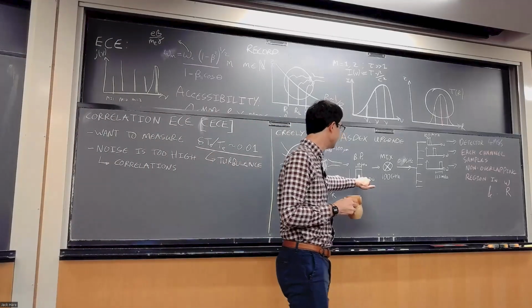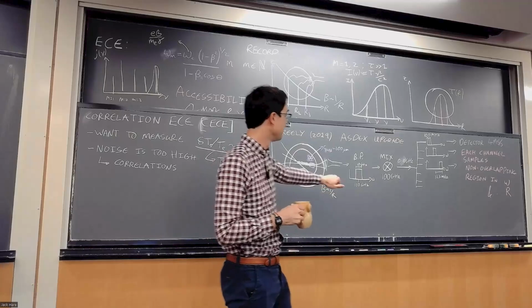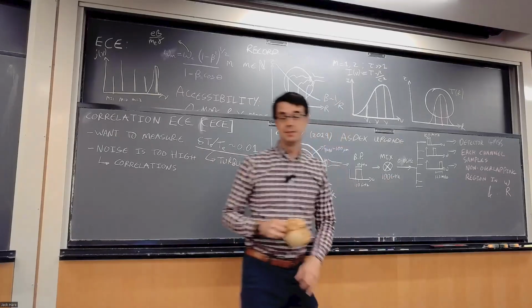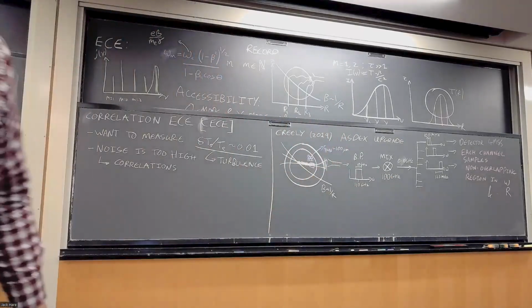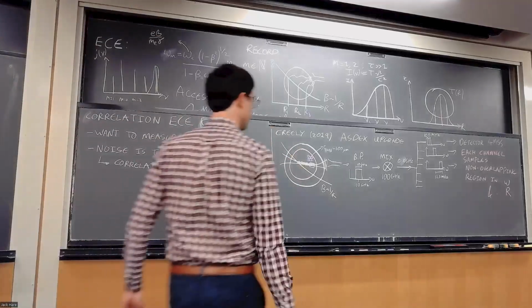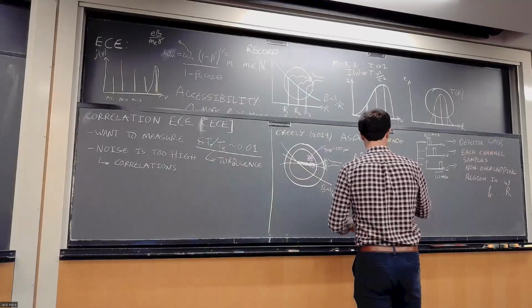This wave is too fast. We can't digitize it. We mix it with 100 gigahertz. We did this before when we were heterodyning our signals for interferometry. We get out two frequencies.